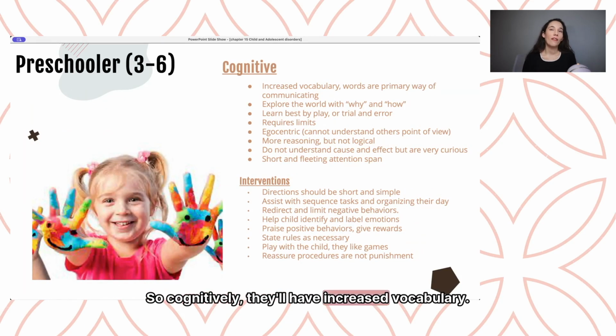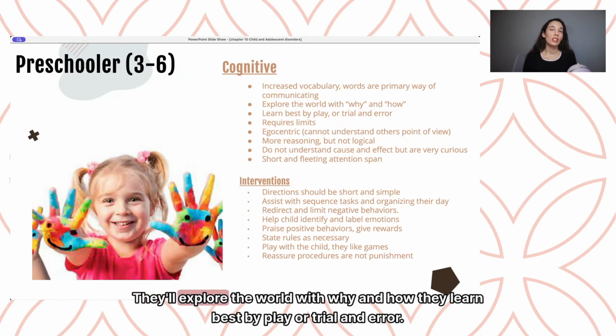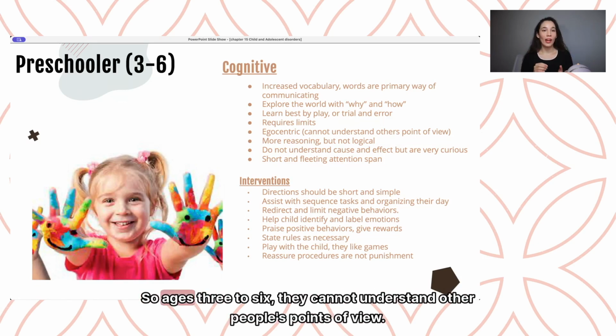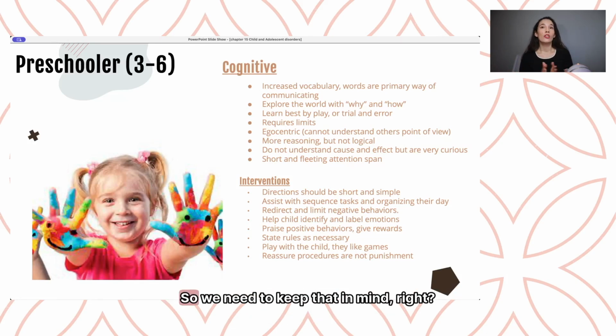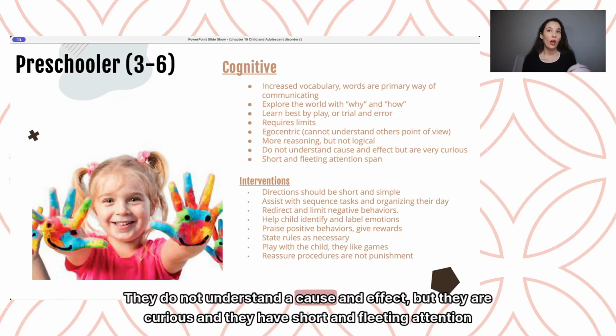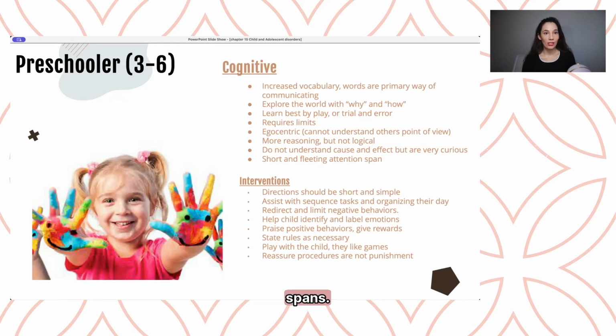So cognitively, they'll have increased vocabulary. They'll explore the world with why and how. They learn best by play or trial and error. We want to encourage limits. At this stage, and this is another key point, they are egocentric. So ages 3 to 6, they cannot understand other people's points of view. So we need to keep that in mind, right? They'll have more reasoning, but not a logical thought process. They do not understand cause and effect, but they are curious, and they have short and fleeting attention spans.